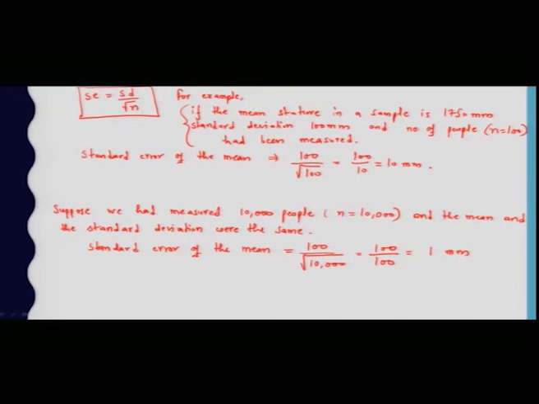As you can see, if the number of people involved is 100, the standard error is 10 mm, and if the number of people in the survey is as many as 10,000, that is n equals 10,000, the standard error is minimized to 1 mm. So, you can predict from these two examples that the more individuals involved in a survey, the lesser the standard error will be.